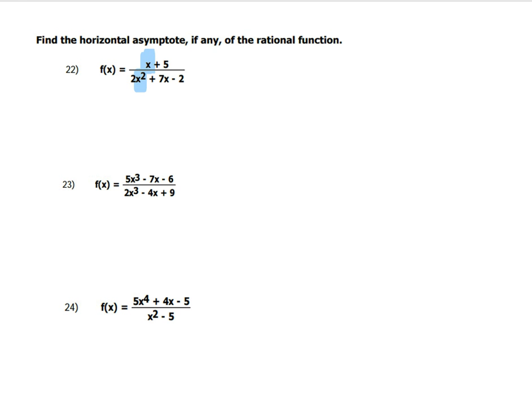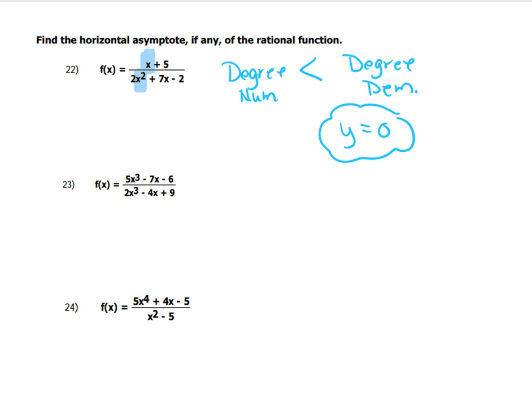Since the degree of the numerator is a 1 and the degree of the denominator is a 2, the degree of the numerator is less than the degree of the denominator. And when that happens, your horizontal asymptote is the x-axis, which is the equation y equals 0. Okay?